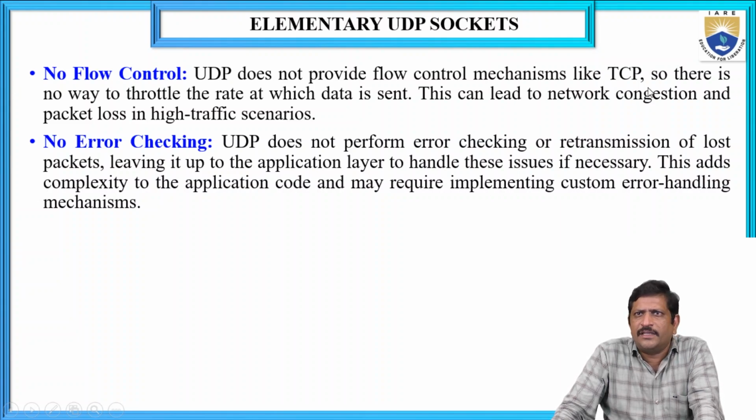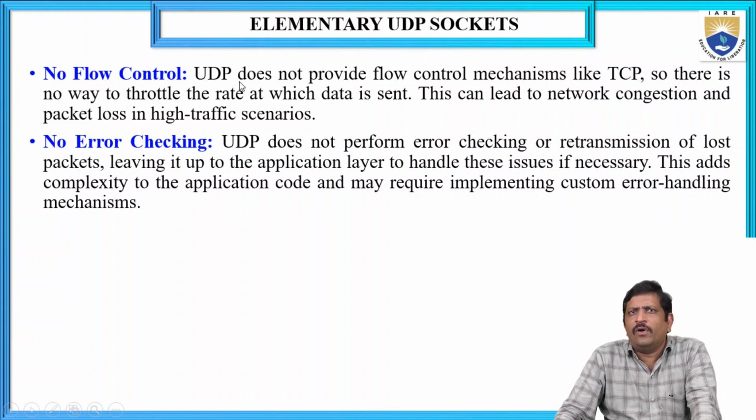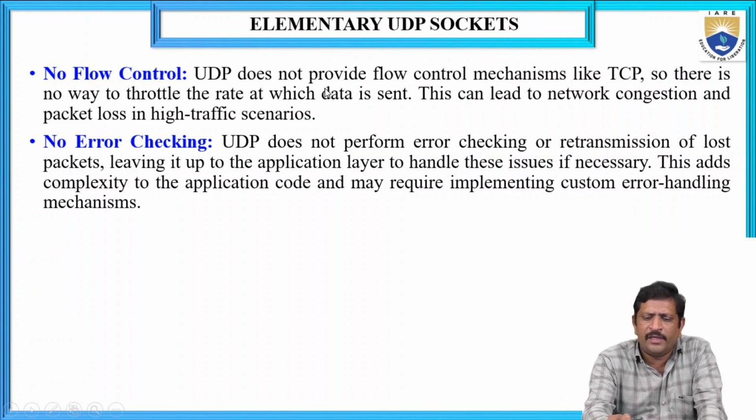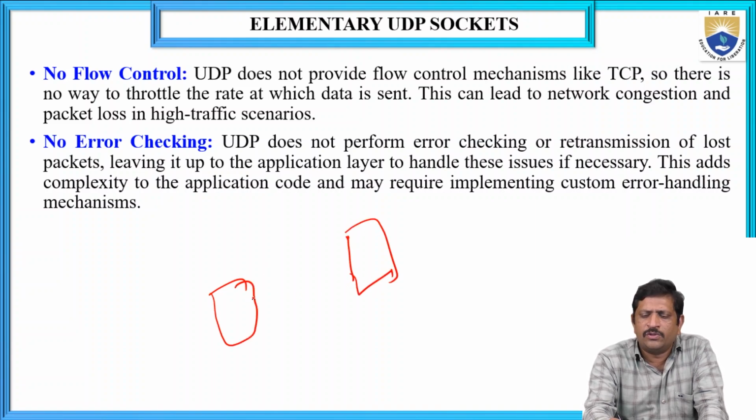In TCP, if we take the TCP transmission control mechanism, this is the protocol which provides flow control between the two devices. So in UDP there is no way to control how the data are being sent or received, and this can lead to network congestion and packet loss in a high traffic scenario. Generally, with no flow control, if you are sending information from device 1 to device 2, the data is flowing continuously.